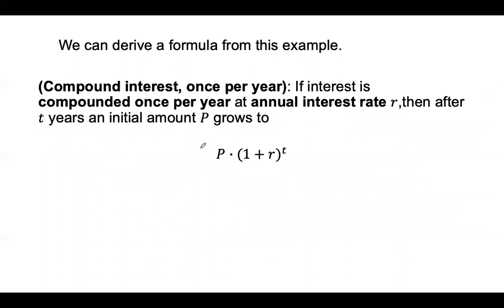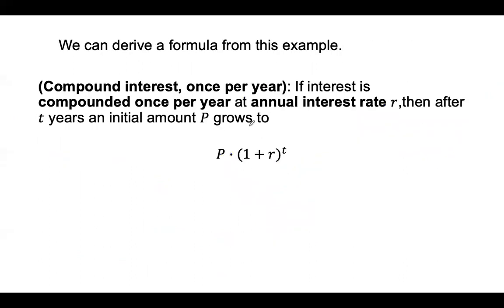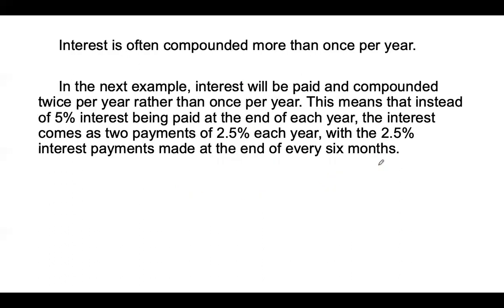So we derive a formula for compound interest once per year. So interest is compounded yearly with a particular interest rate, R, by this formula. So P is our principal times 1 plus R to the exponent T. So this is exponential. So what happens? Let's circle this number.